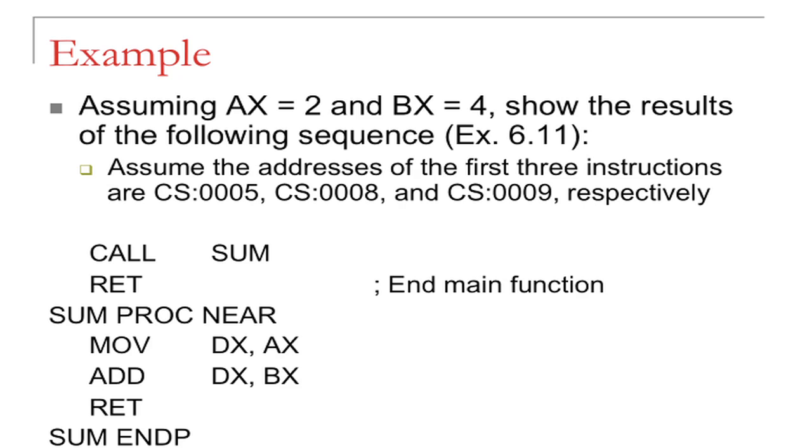Now let's work on this example. Assume we have 2 in AX, 4 in BX. Show the results of the following sequence. Assume the addresses of the first 3 instructions are the following, respectively.